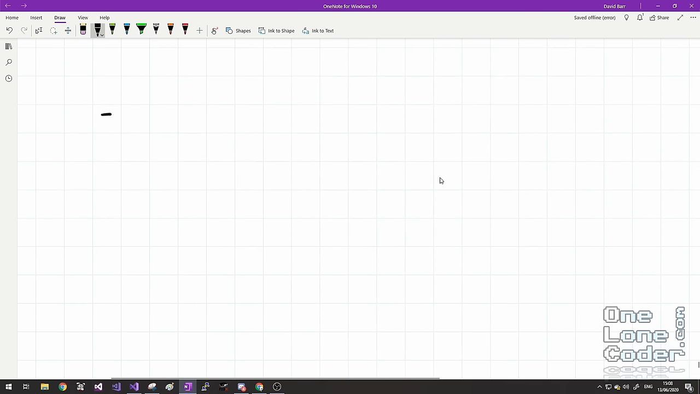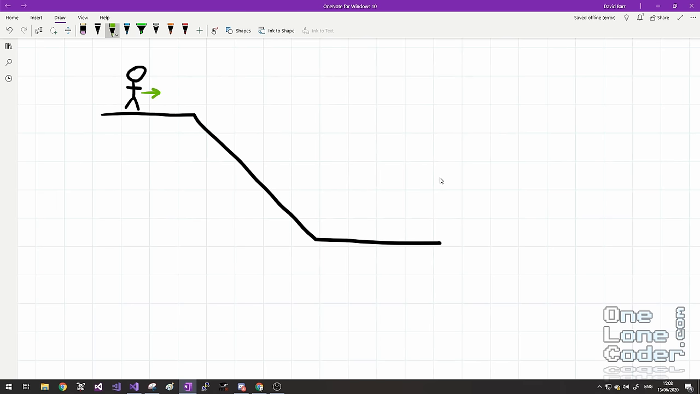Let's consider a slightly different scenario. Here I have some terrain for a small, simple platform game. The character has a direction vector, and these segments of terrain have what's known as a normal vector. It's at 90 degrees. As my character is traveling along the terrain, I can take the dot product between the two vectors.